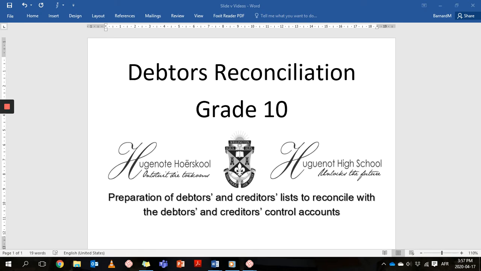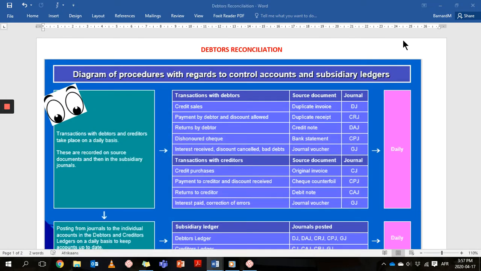Now, in order for you to understand debtors reconciliation, you must be up to date with all the concepts and background information on debtors. You're supposed to know by now that each debtor has an individual account in the debtors ledger, that all of that is then added up in a debtors list. And the total of your debtors list is then equal to the balance of your debtors control account. And if that's not the case, then there are some mistakes somewhere. And that is what we're going to look at today.